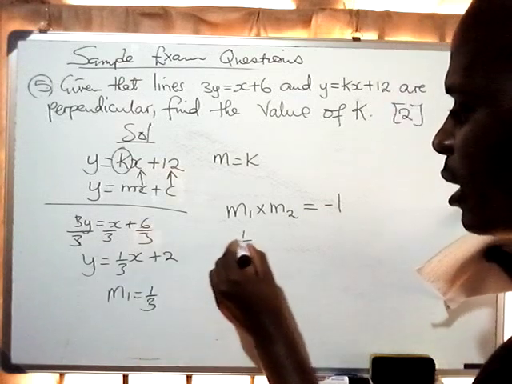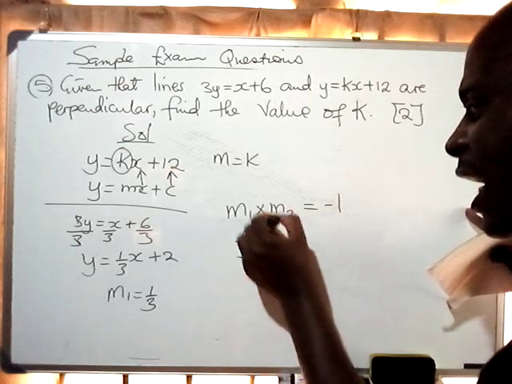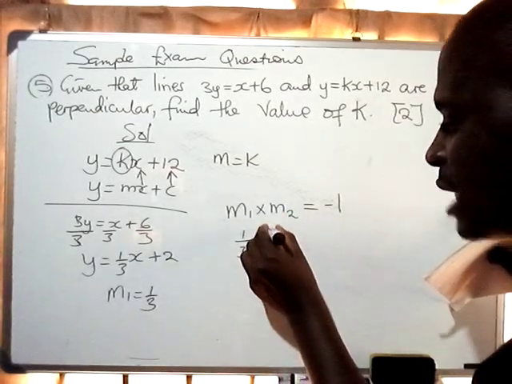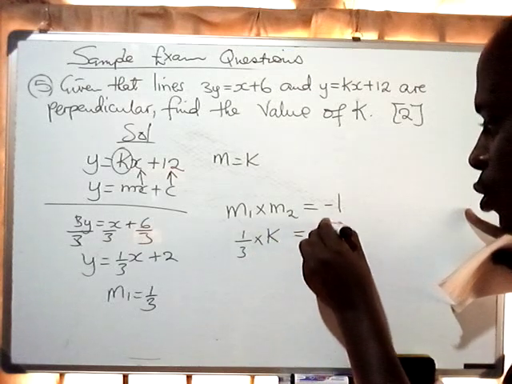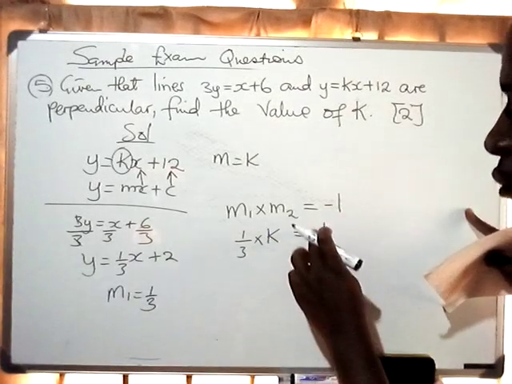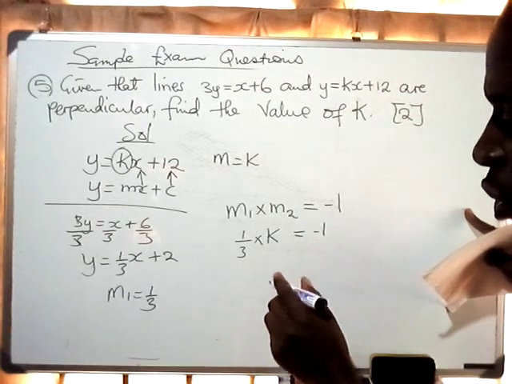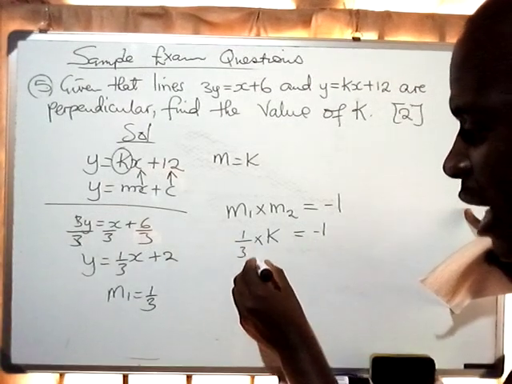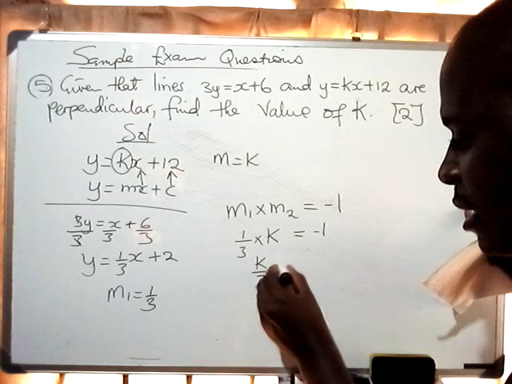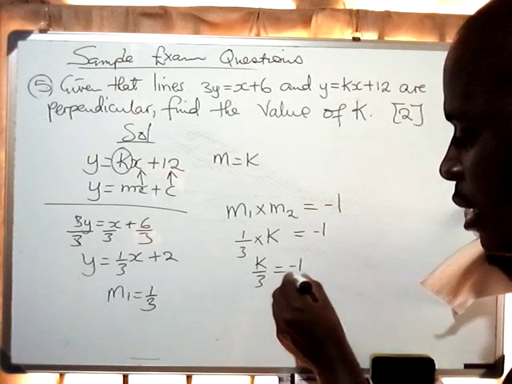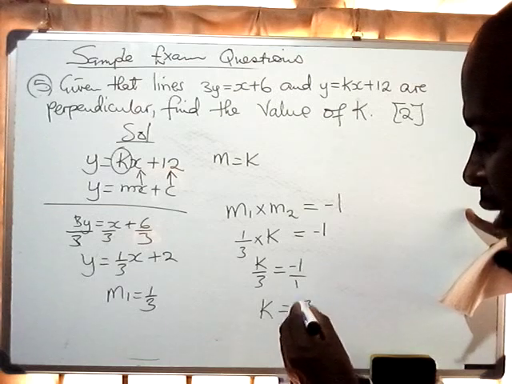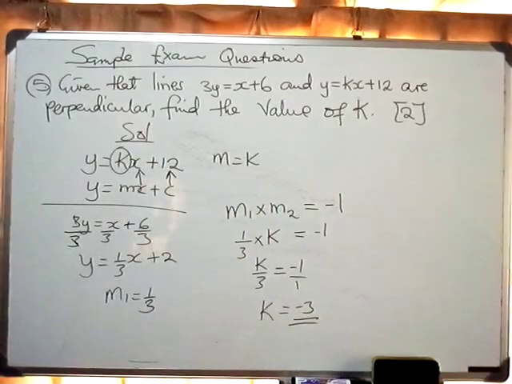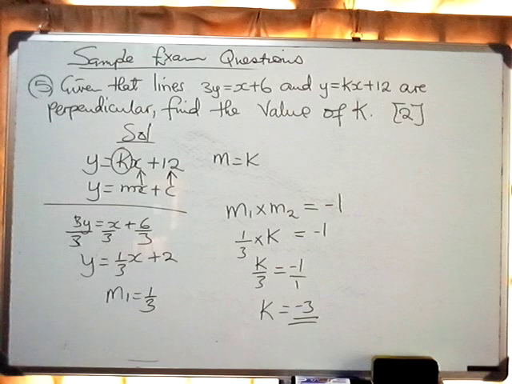So it will be 1 over 3 multiplied by, where there is m2, I will just replace it with k, because k stands for m2, is equal to negative 1. So now we multiply, we have k over 3 is equal to negative 1. If we cross multiply, we find that our value of k will be negative 3. So this marks the end of that question.